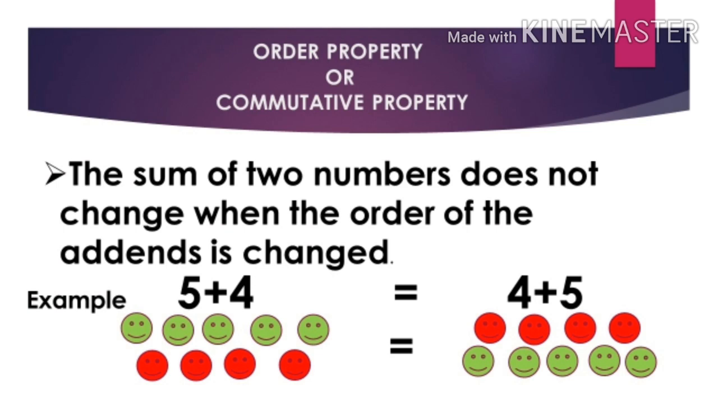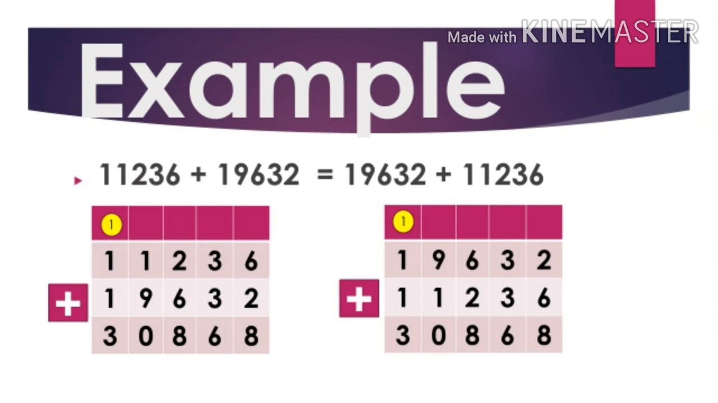Here in the example, I have added 5 and 4. After that, I have added 4 and 5. You can see in both the cases, I have got the answer 9. It means if I am changing the order of the number, the answer remains the same. It will not change. Let us understand the order property of addition with the help of one more example.